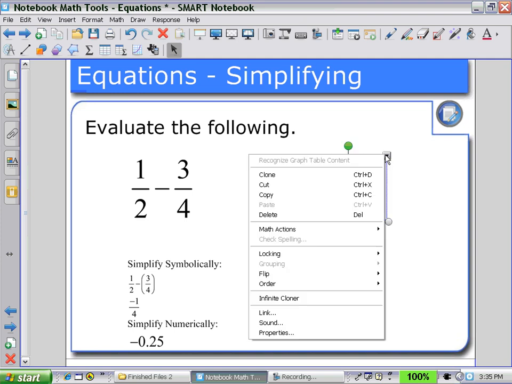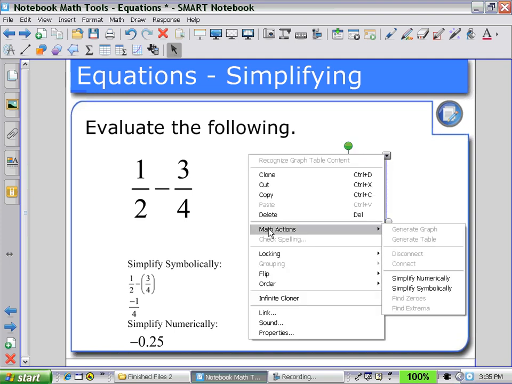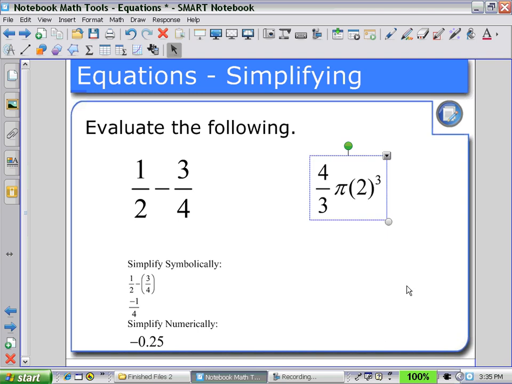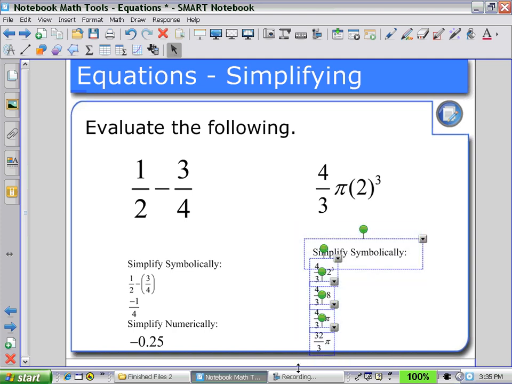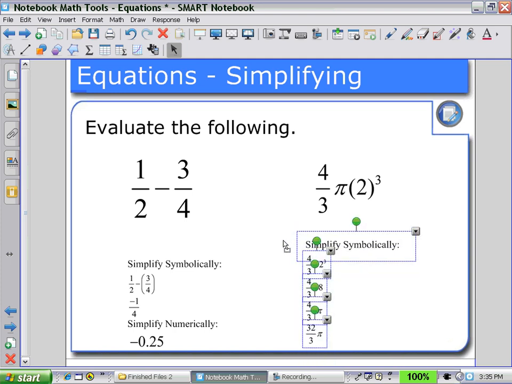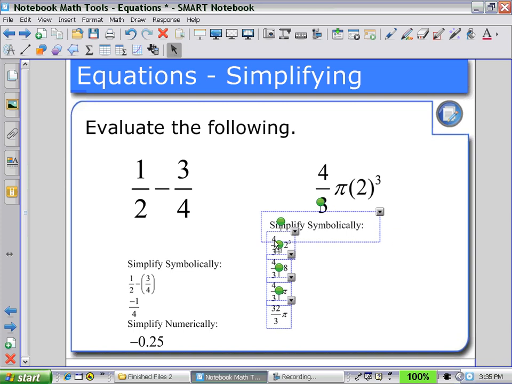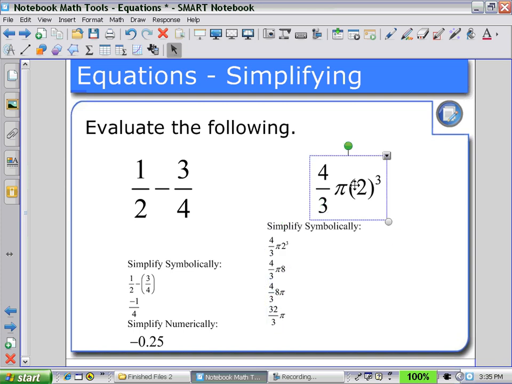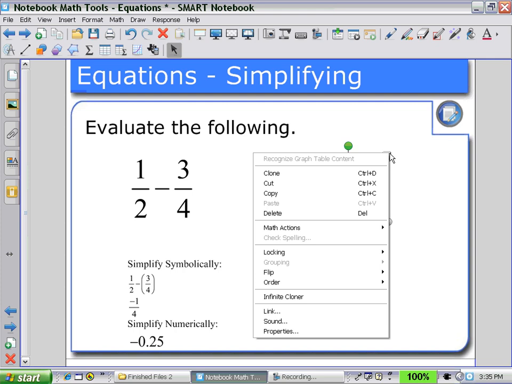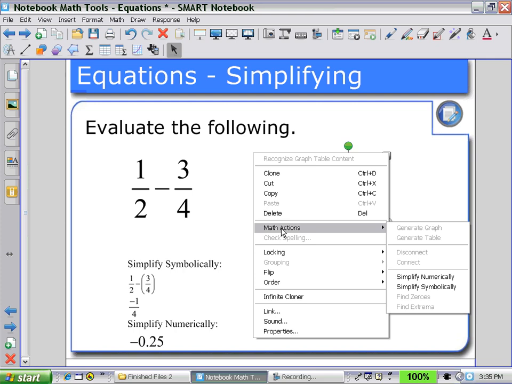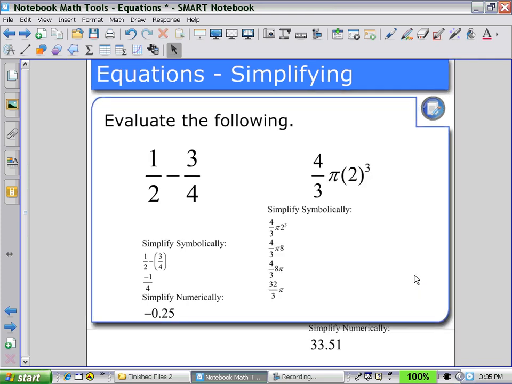Similarly, for the other expression, using my math actions, I can simplify symbolically. And then I can group all of those together and move it on my workspace. And then if I simplify in my math actions, choose simplify numerically, I get the answer as a decimal number.